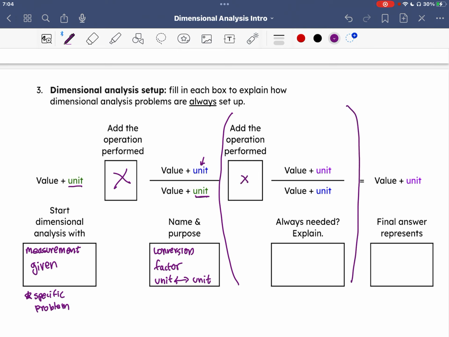But if not, I can do a second conversion factor. And it's not always needed. It's only needed if I don't have an easy conversion from one unit to my final unit. My final answer represents the same exact quantity, but just in a new unit. And that's it. Those are the basics.